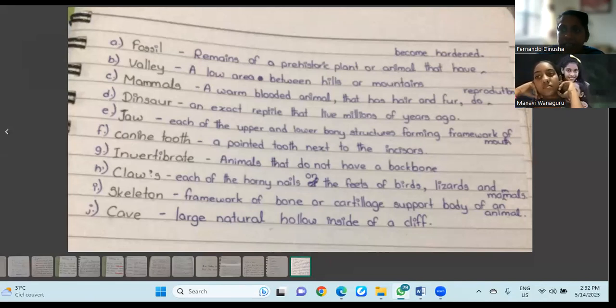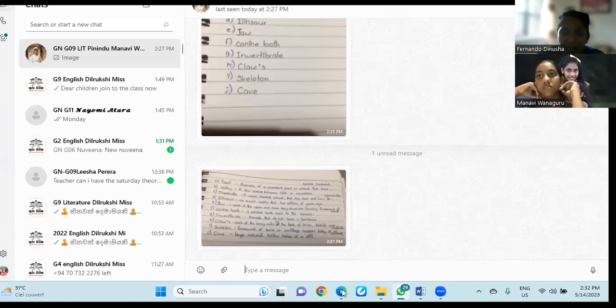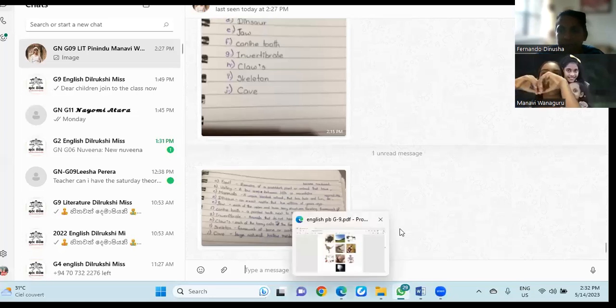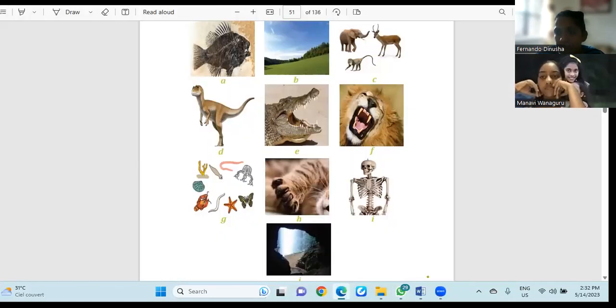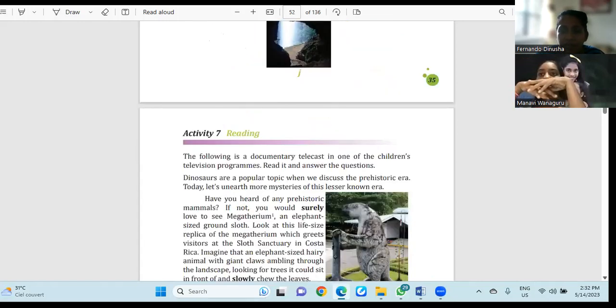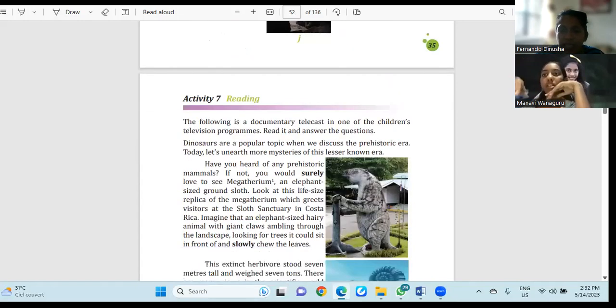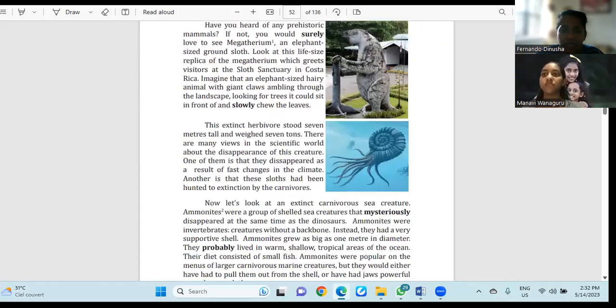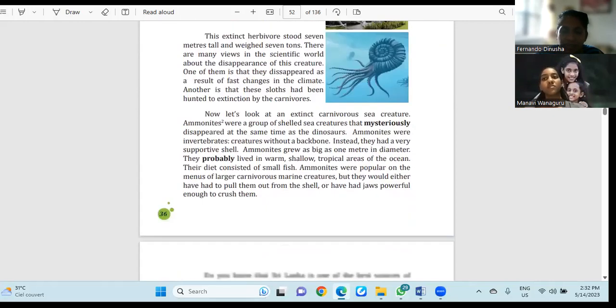Very good, darling. This is how, Manavi, you have to work. Let's go ahead with this. This is the last activity we are going to do in the textbook. Then we have to shift on to the grammar lesson. This is a little lengthier.